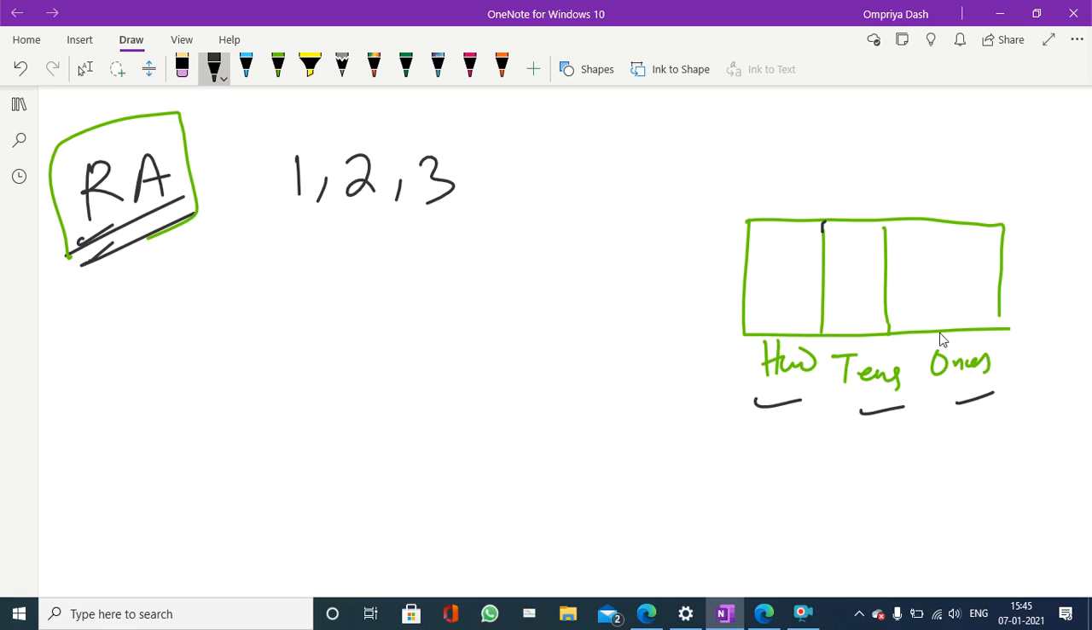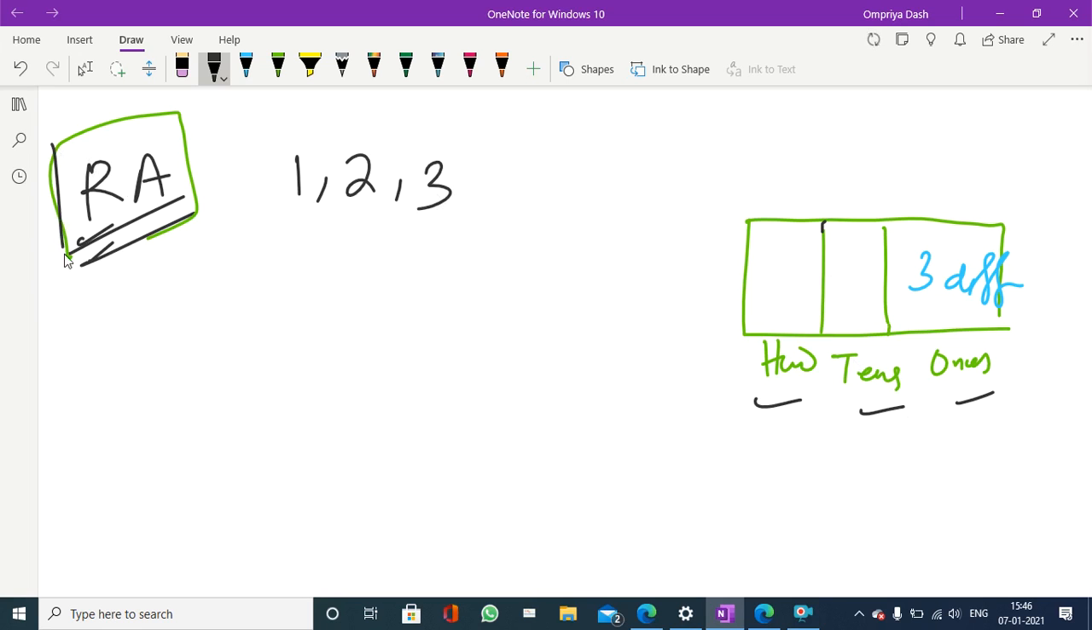The first event, which is to fill the ones place, can be done in how many different ways? 3 different ways, because here you can place 1, or 2, or 3. Now suppose you have filled this place with some digit, let's say 3. So now you are going to fill the tens place.